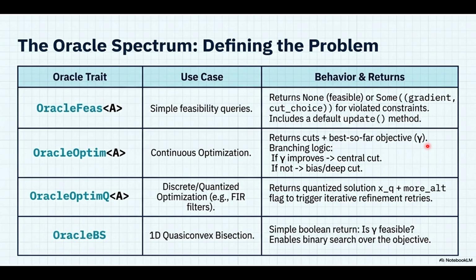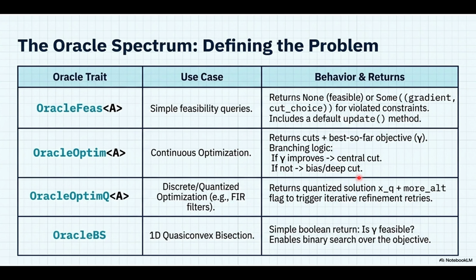So if the algorithm proposes a new point, and that gamma value actually improves, the oracle triggers what's called a central cut. Meaning we are getting closer to the center of the target so we can aggressively slice away a big chunk of the remaining space? Exactly. But if gamma doesn't improve, it triggers a bias or a deep cut. It's essentially adjusting the strategy on the fly based on whether things are getting better or worse.